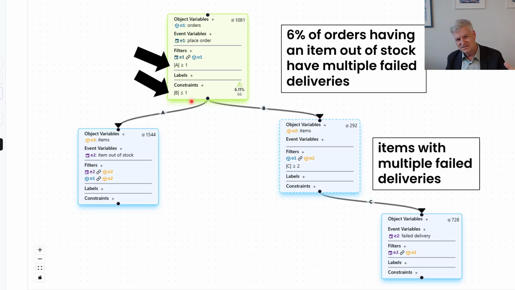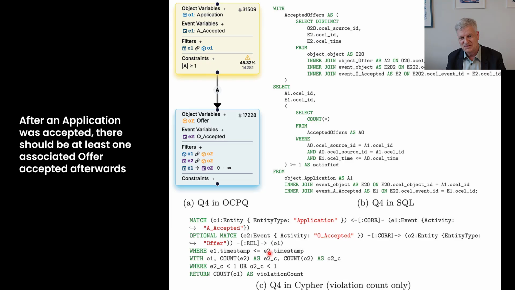So we have orders, we have items, and we have, let's say, the failed deliveries, the packages that we try to bring to people's homes. We see that 6% of the orders having an item out of stock have multiple failed deliveries. And this is the constraint that you see here. This is a bit artificial, but by focusing on just these 2 object types and a few activities, this was the easiest way to illustrate it.